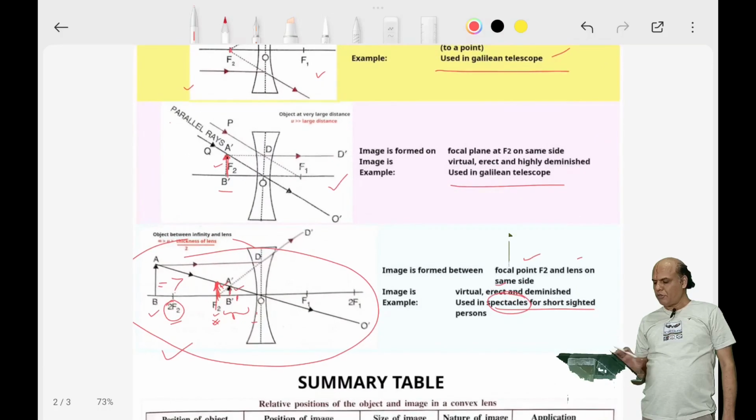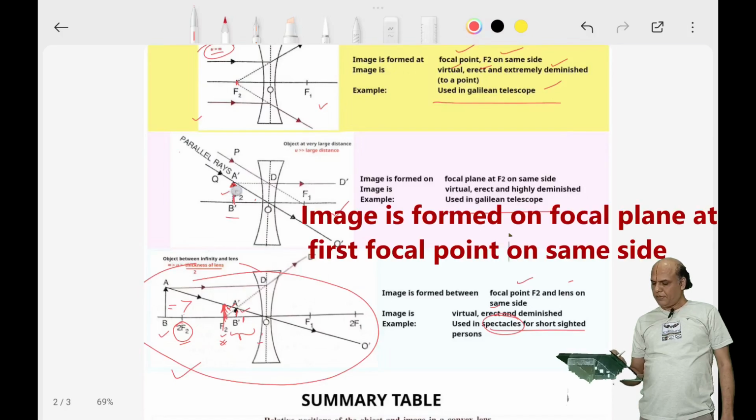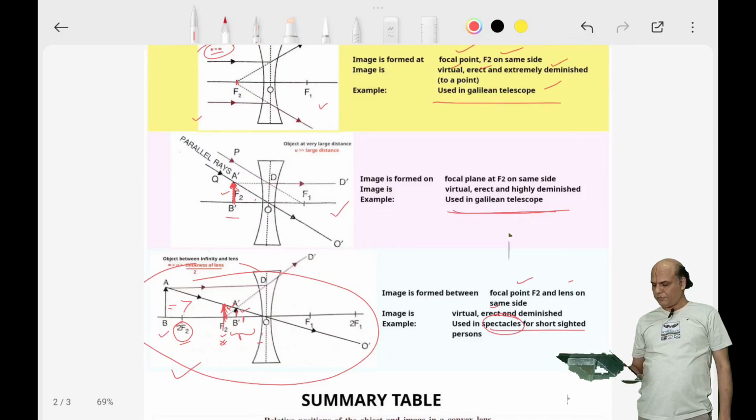Then when we move the object closer to the lens, but the distance is still very large, like a tree in a park, the incident rays are parallel, but they are oblique to the principal axis. For such an object, an image is formed on the same side of the object, which is virtual, diminished, and formed in between the object and the lens. So an example is the Galilean telescope.